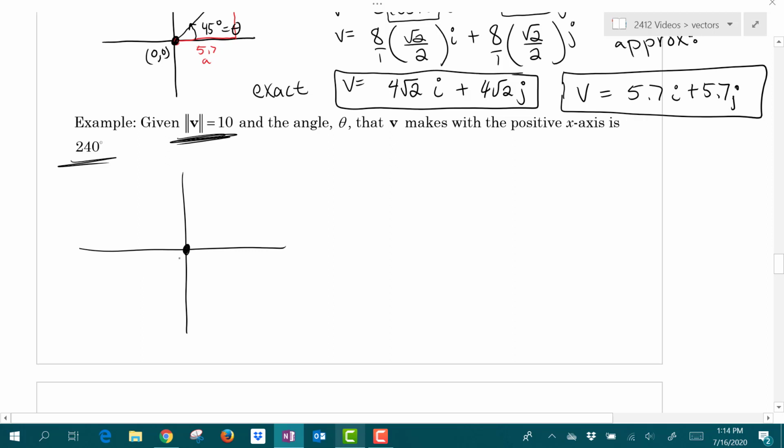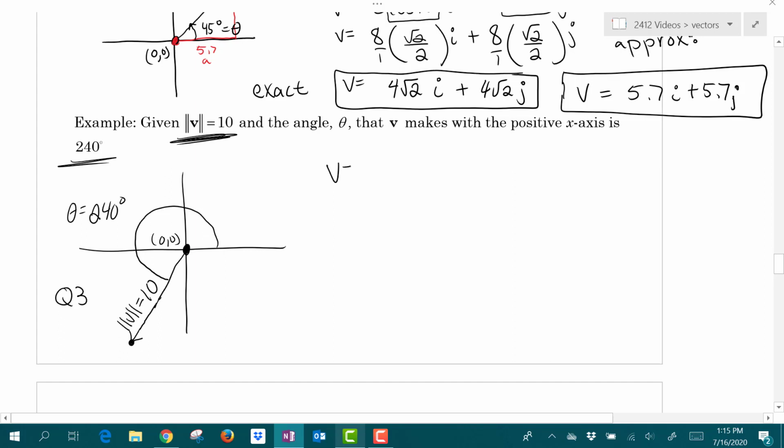So I'm going to graph my vector starting at 0, 0. I'm going to graph it as a position vector. So my initial point is there, and we are going to start at the positive x-axis. We're going to rotate 240 degrees, and then we're going to graph our vector. We also know that the length of this vector is 10 units long. So we know the magnitude and the angle, and we know that we're in quadrant 3.